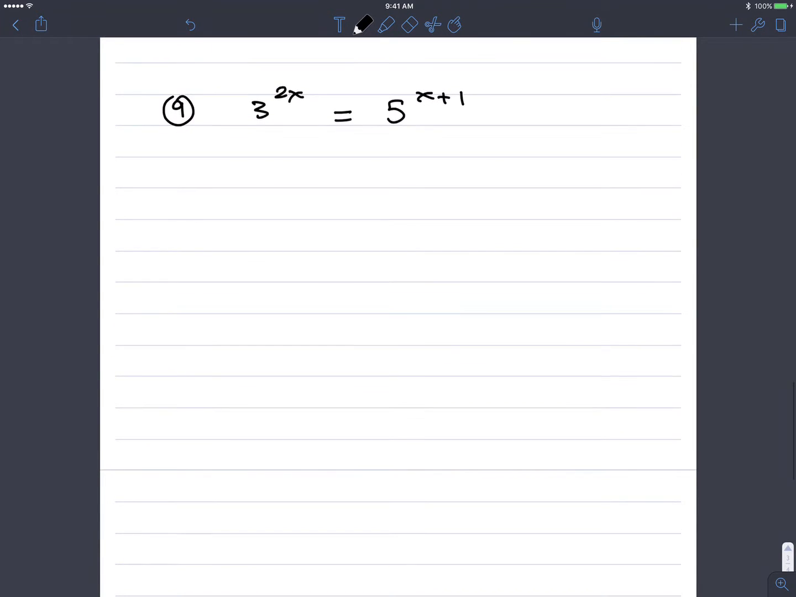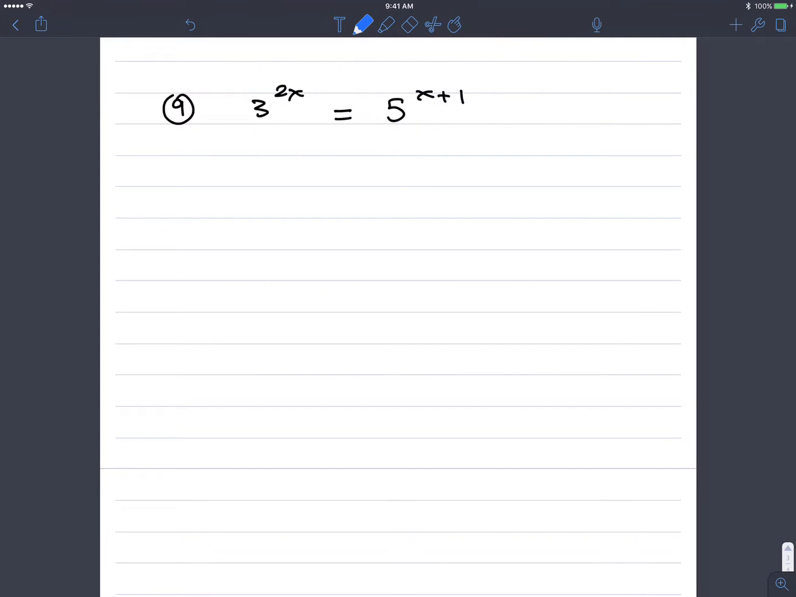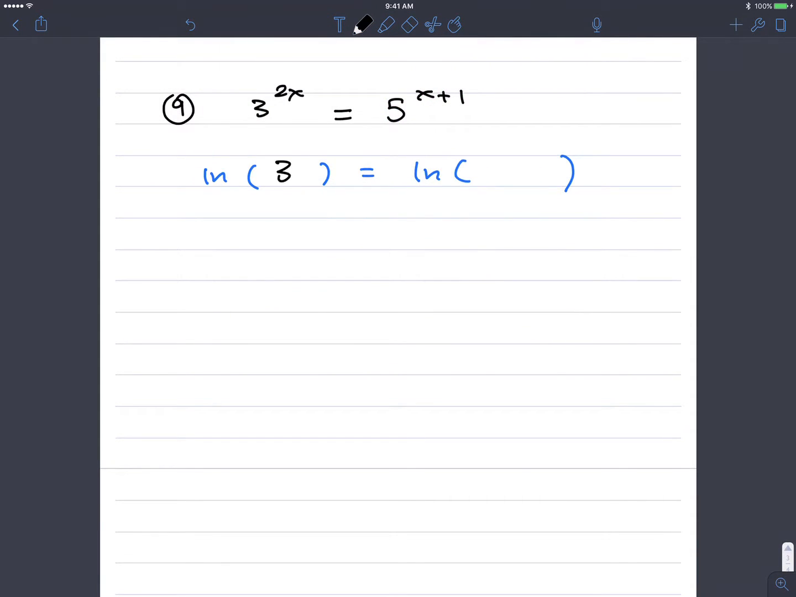Number 9. 3 to the 2x is 5 to the x plus 1. So again, we could use either common log or natural log. My personal favorite is actually to use the natural log, but we don't have to. We could use the common log. And that's just as we discussed in class. So this will be 3 to the 2x power, 5 to the x plus 1 power.